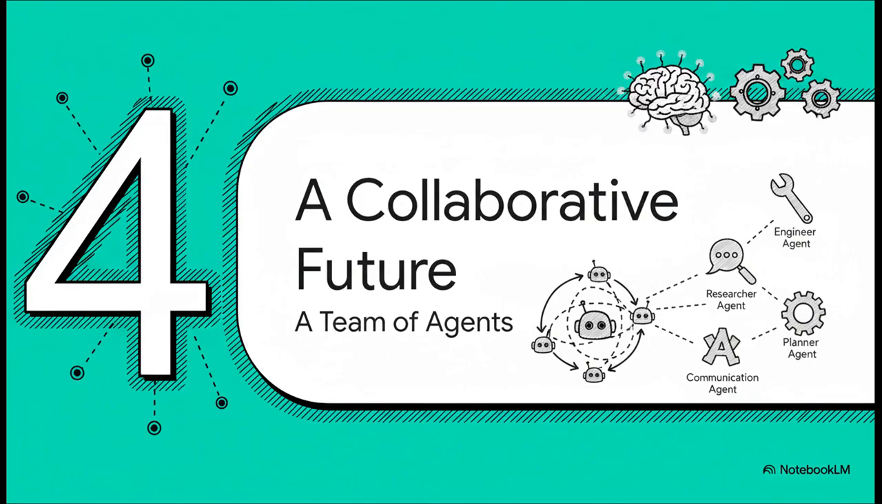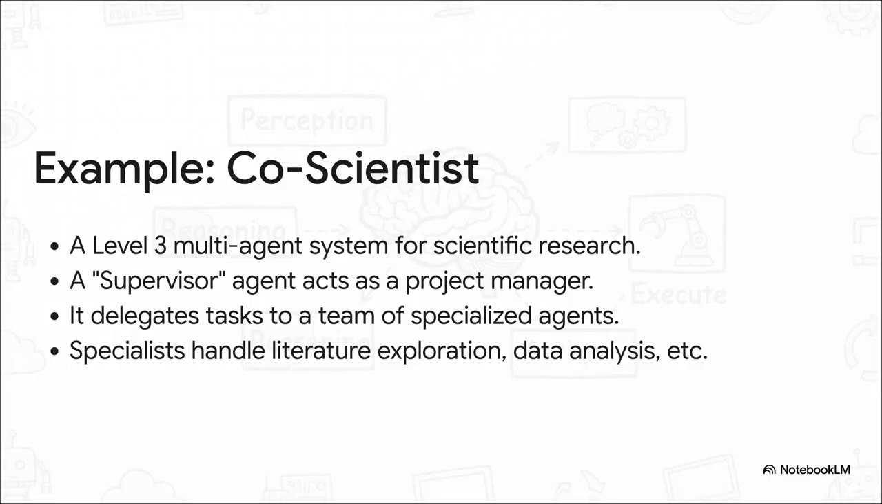So, where is this all going? Well, the future probably isn't about building one single all-powerful super agent. It's much more likely that it's about building a team of specialists. It's about collaborative, multi-agent systems. Google's Co-Scientist project is just a fascinating glimpse into this world. It's a level 3 system where you have a supervisor agent that gets a really complex research goal. But instead of trying to do all the work itself, it acts like a project manager. It delegates specific tasks to a team of specialized agents. One to go read the research, another to analyze data, a third to come up with new ideas. It's literally mirroring a human organization to solve incredibly hard problems.